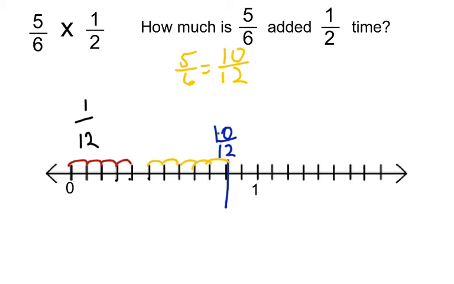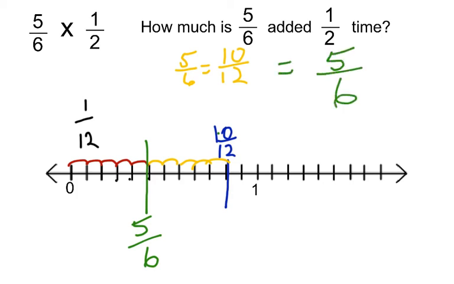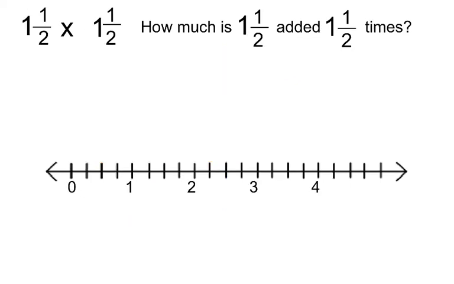So we can see what happens when we go straight into the middle with our marker, and we can count up that we've landed at 5/6. So we've gone halfway between 10/12 and 0. So that's another way of solving with a number line. Let's try one final example.